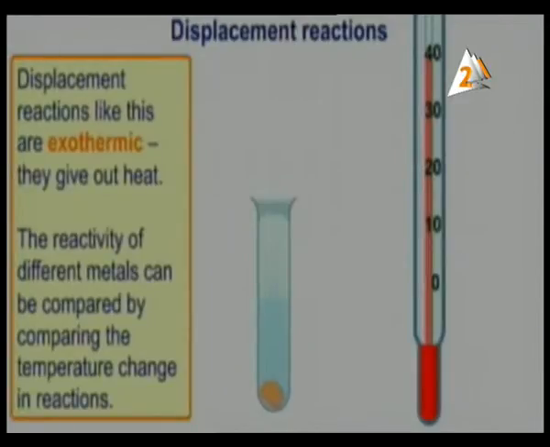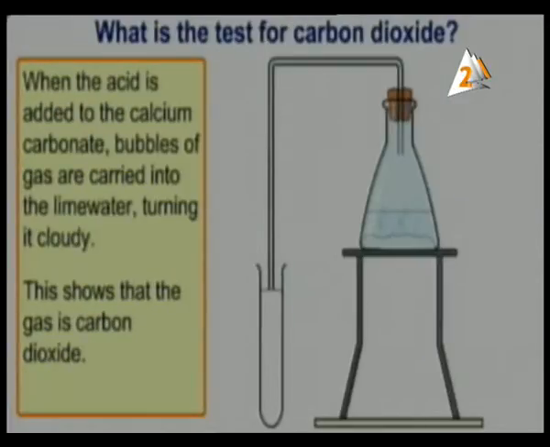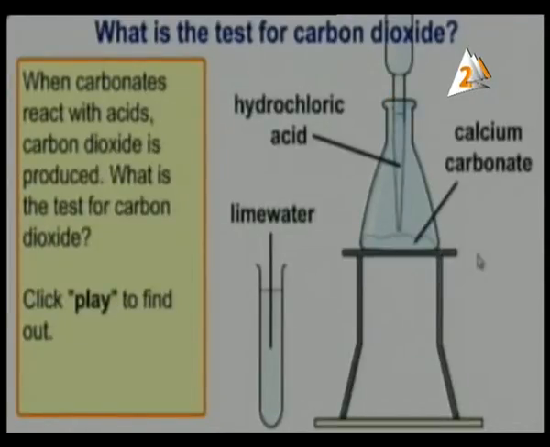See another one. We have here the test for carbon dioxide. We have calcium carbonate, we have hydrochloric acid, and here we have lime water. When carbonates react with acid, carbon dioxide is produced. Why? We have this reaction here.